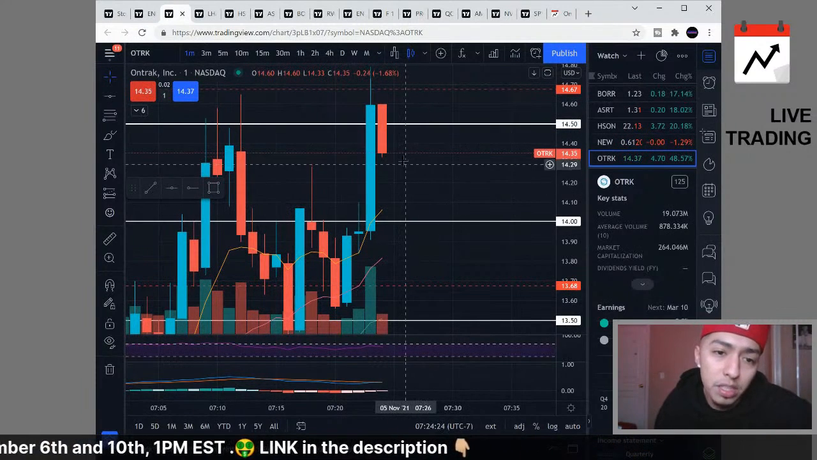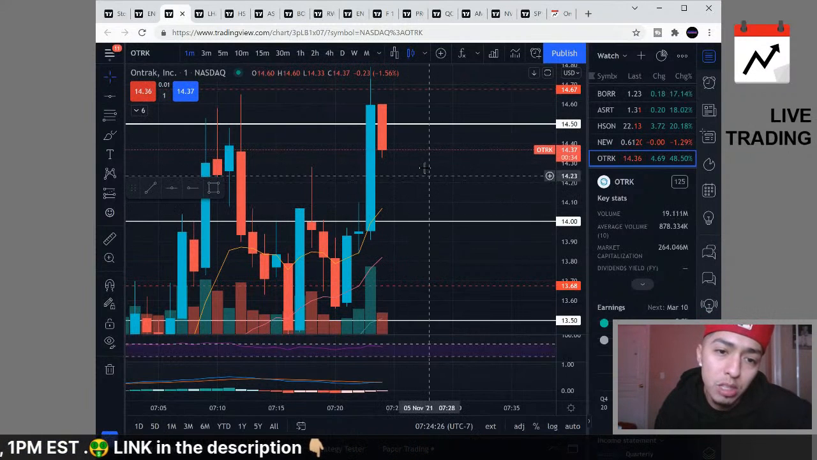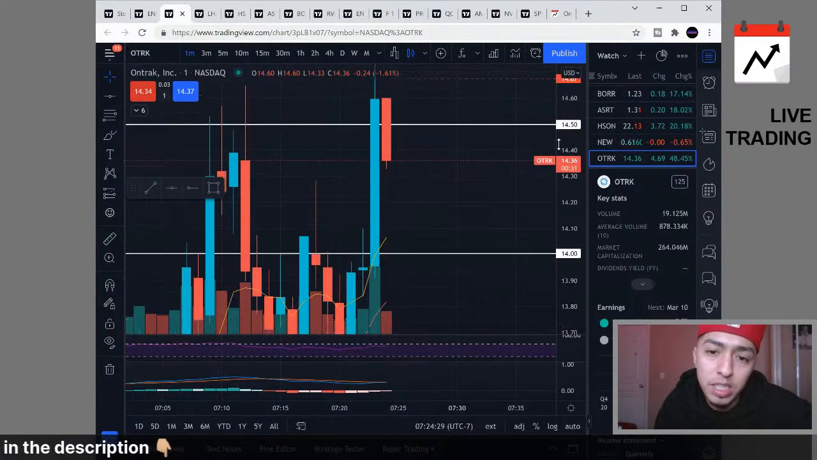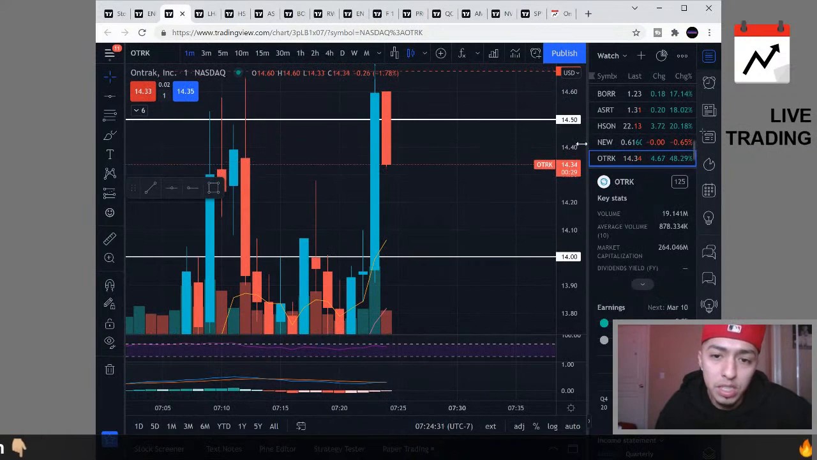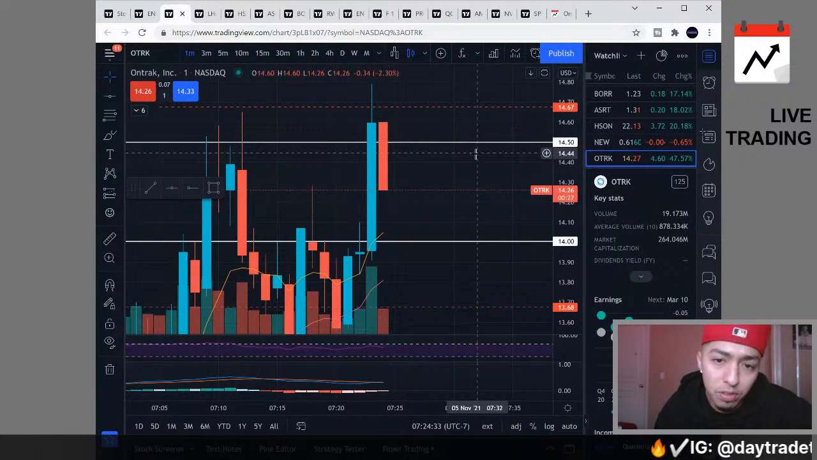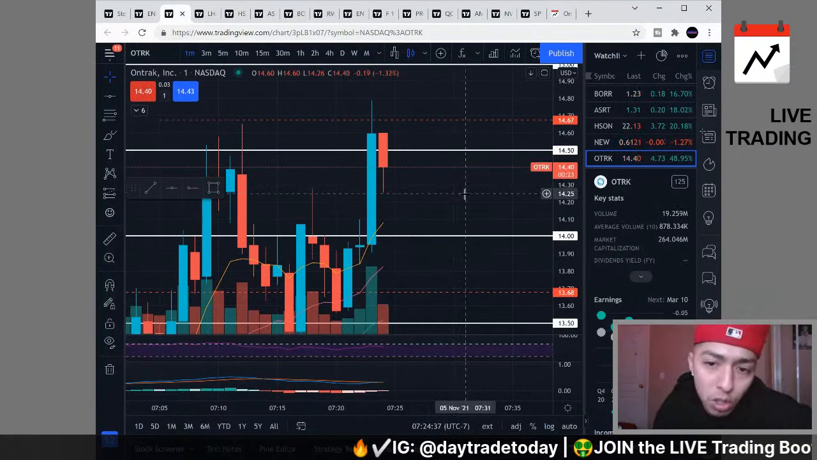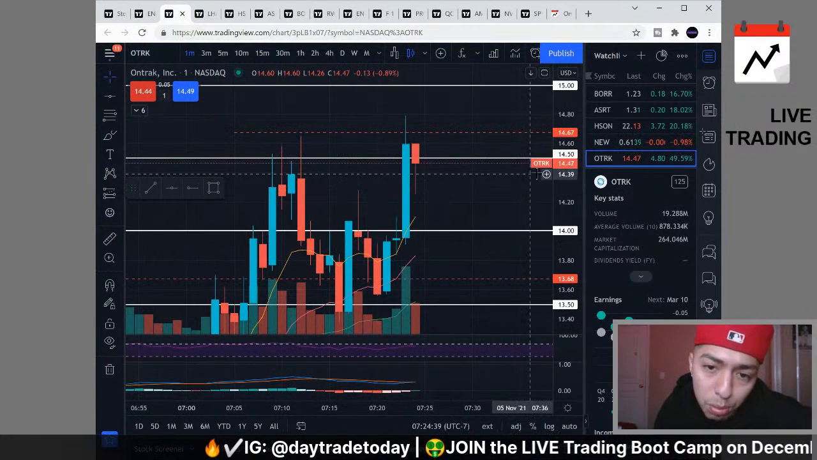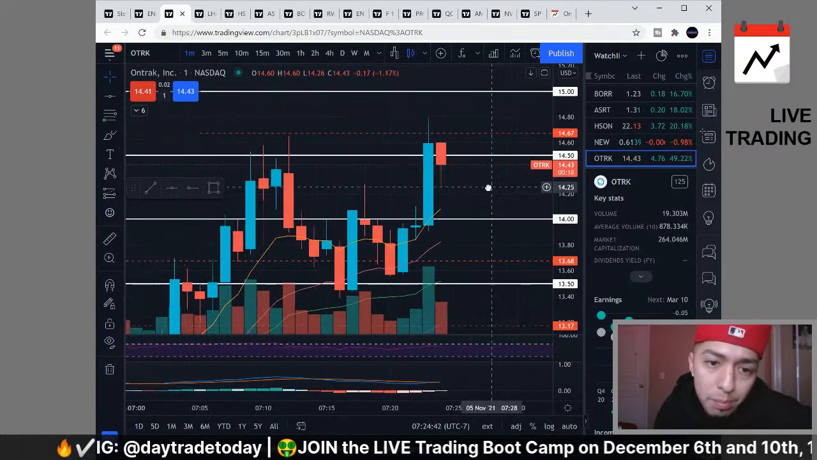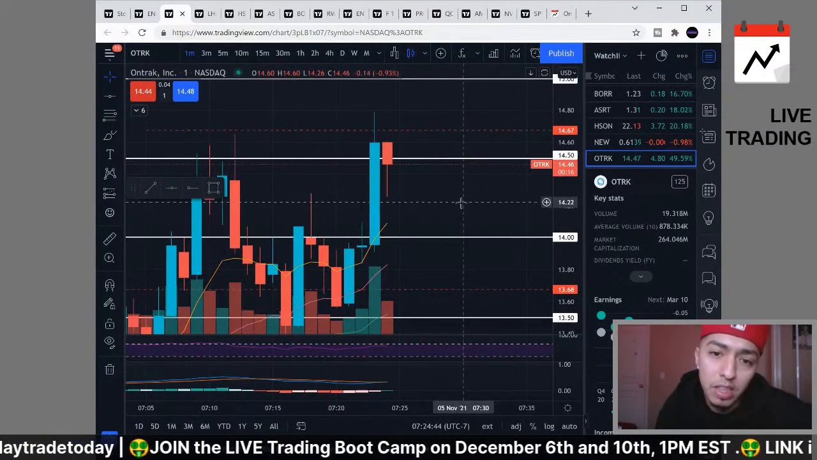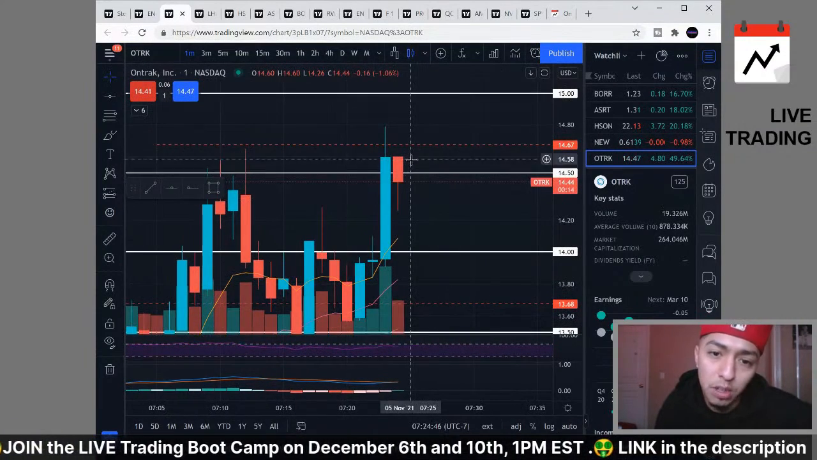So you can wait until we basically hit that and then bounce back. But if you don't want to risk it, if you were to set a stop loss around 1440, 1445, you'd be stopped out already. So the way OTRK is moving, it's looking real bullish. So I believe that this one is going to reverse back up. It's going to go back up.